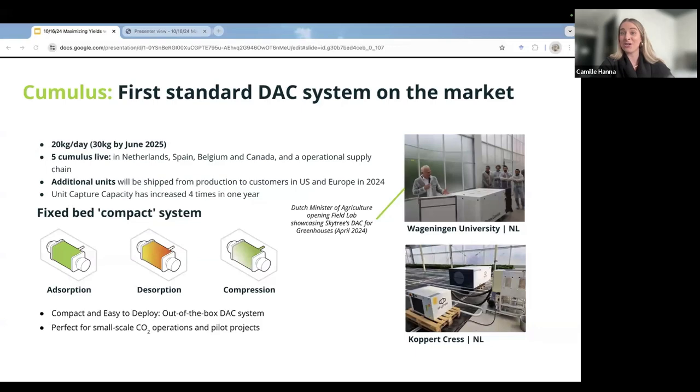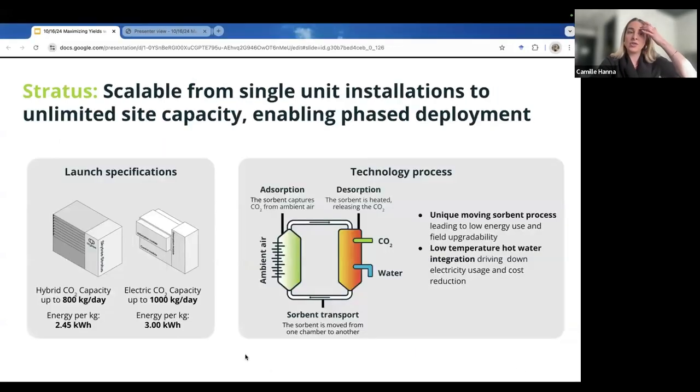So talking about these bigger units, that unit does about 30 kilograms of CO2 per day. 20 now, it will be 30 by the spring of next year. And then we have our Stratus units, and these units produce up to a ton of CO2 per day. So when you talk about greenhouses that have a very large CO2 requirement, one of these units, the 1,000 kilograms per day, serves close to a hectare of greenhouse. So that kind of gives you an idea of how much area these units cover.